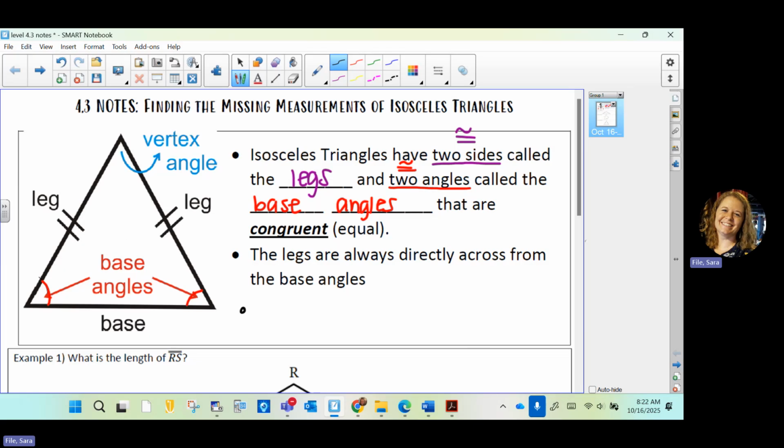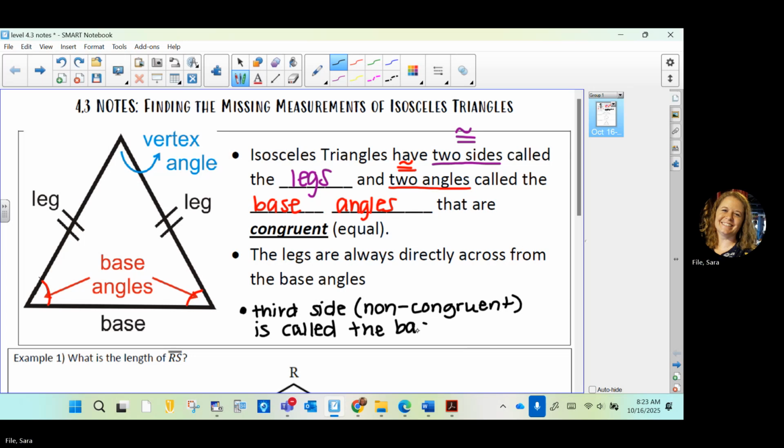Okay, so the legs are the congruent sides. I'm going to actually add that here. The third side, which is the non-congruent side, is called the base. Okay, and that would be here, this is the base. Okay, it's the side that is not congruent.